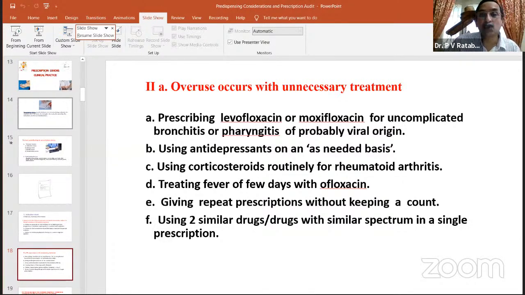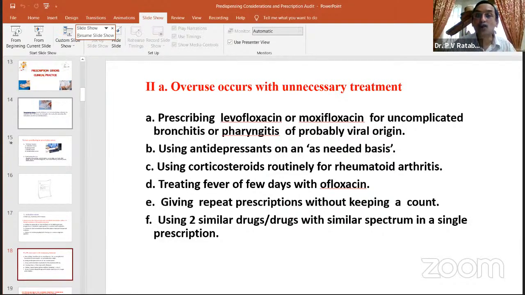So no point in giving an antibiotic which is effective only against bacteria and not against viruses. Or using antidepressants on an as-needed basis. If somebody's girlfriend has run away and he's depressed, he cannot go to the pharmacy and ask for antidepressants, and the pharmacist cannot give him on an as-needed basis. Antidepressants take 3 months to start action, and they have to be taken at least for 6 months. Using antidepressants on an as-needed basis is not correct.